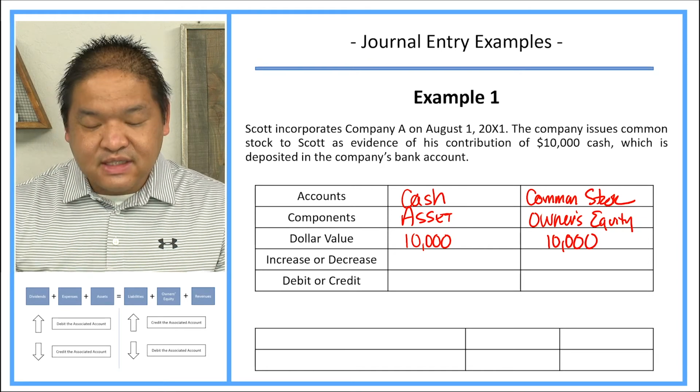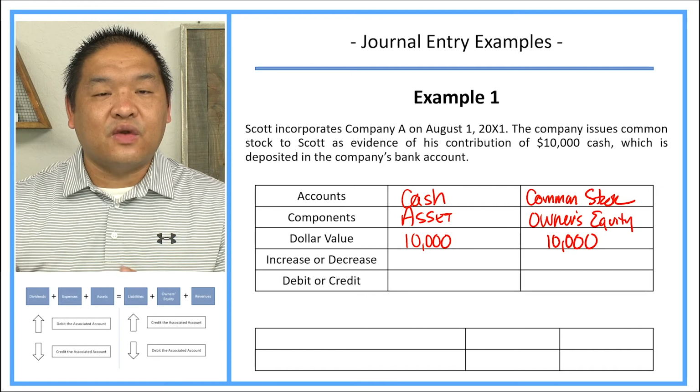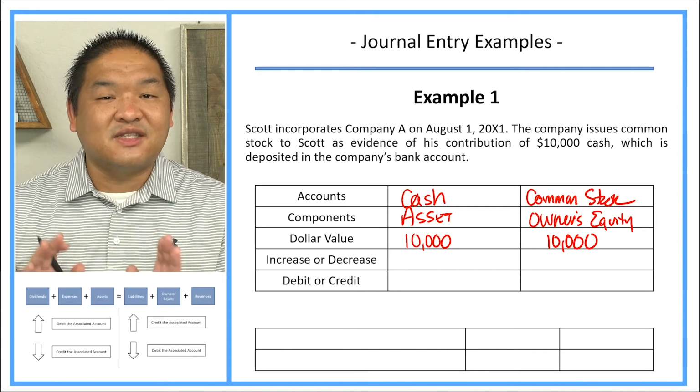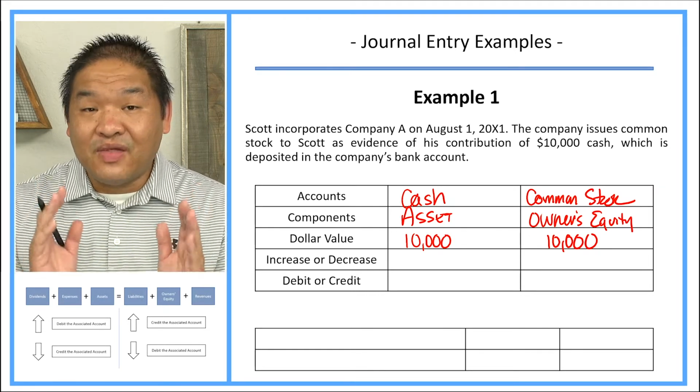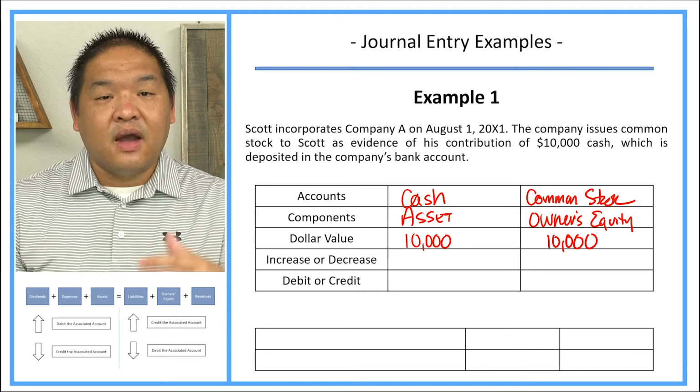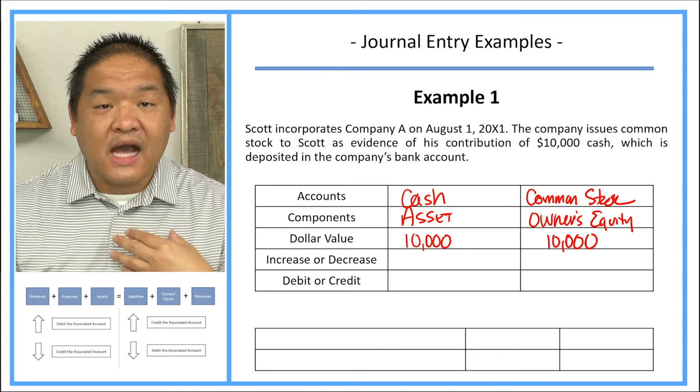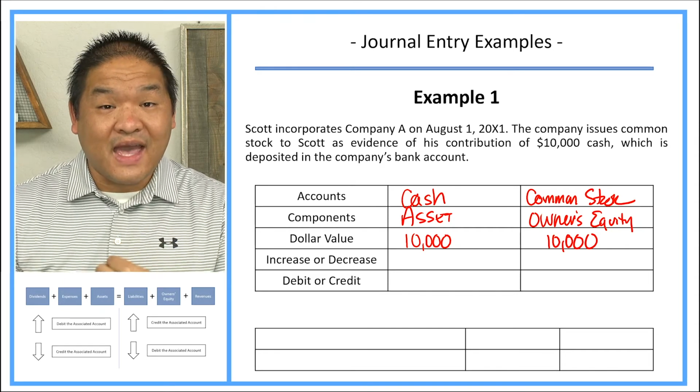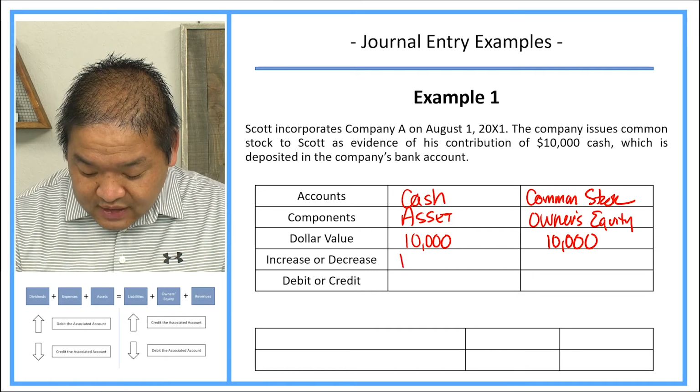Then the question here is, did something increase or decrease? This is where it gets a little bit confusing, especially on the owner's equity. But on the cash side of the house here, I'm Company A. I receive cash. If I receive cash, that means my cash increases. So I'm going to put increase here.